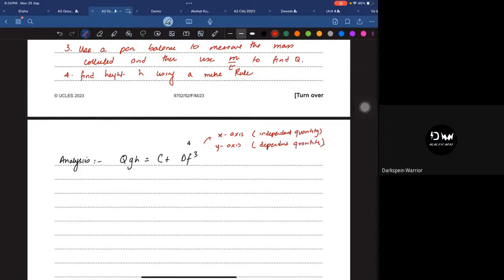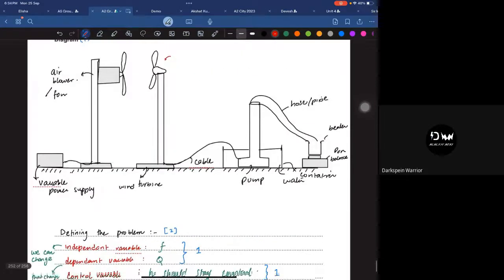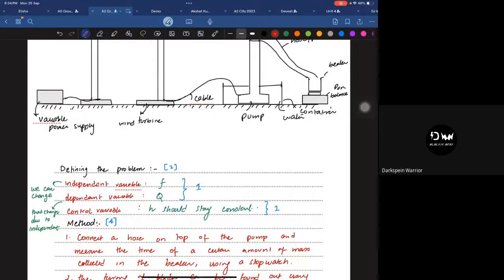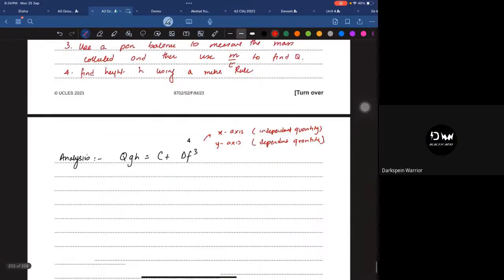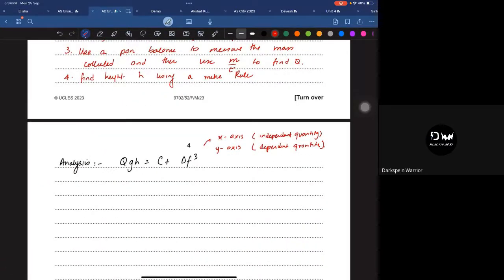So on the side of this, you've got to basically rearrange this. We know that in our defining the problem, we have stated that independent is F, so F should be on the x-axis, and Q should be on the y-axis. What I'm going to do is make Q the subject of this equation. So I'm going to put Q here. This will be C over GH plus DF cubed over GH. Any questions there? Then rearrange it once more: D over GH times F cubed, separate the x part, and C over GH.